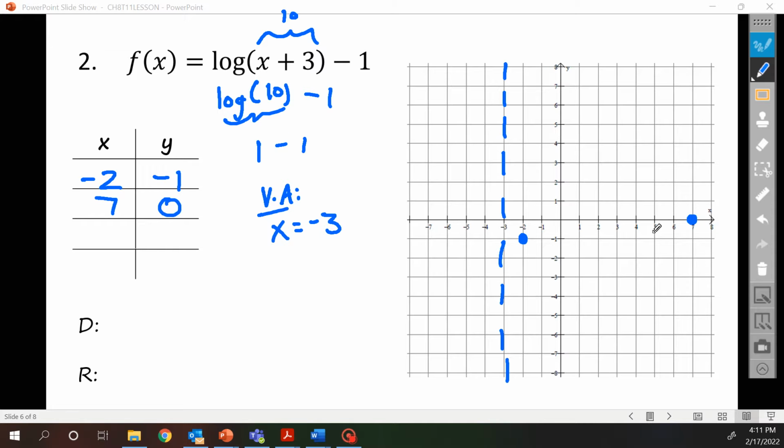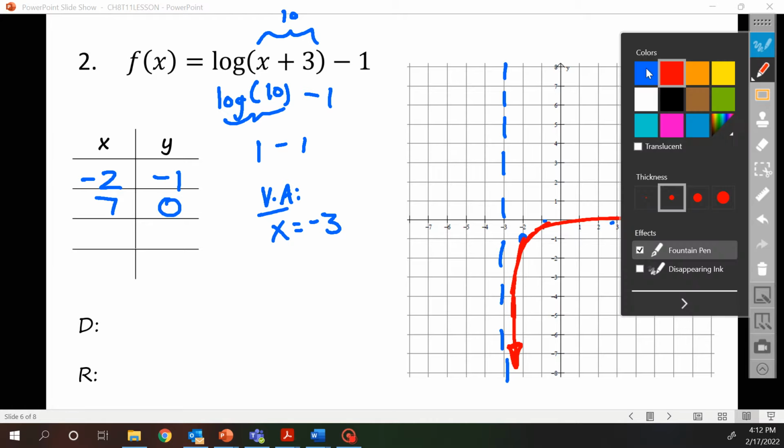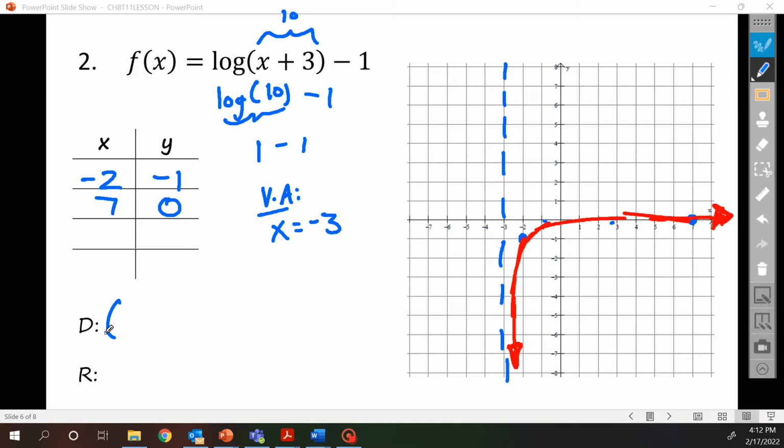I could technically plug in any point in between these two. I could plug in negative 1, I could plug in 3, I could plug in anything I want, but these are the easiest points I could use. This is more than enough to graph it. And it looks something like this. Now the domain is no longer from 0 to infinity, it's now from negative 3 to infinity. However, the range is still the same, negative infinity to infinity.